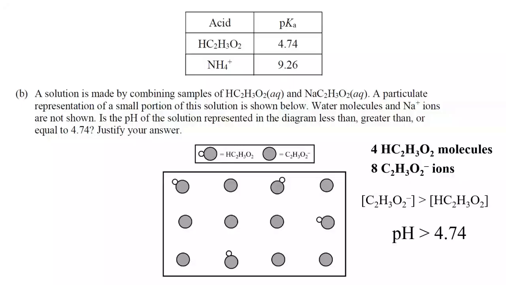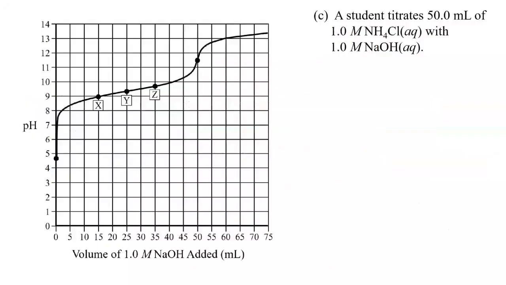So in parts A and B of question 6, we were comparing the concentration of acetic acid with the concentration of acetate. That's the conjugate acid-base pair. So now in part C, our conjugate acid-base pair is going to be ammonium, which is NH4+, and ammonia, which is NH3. So here in part C, we have an acid-base titration.